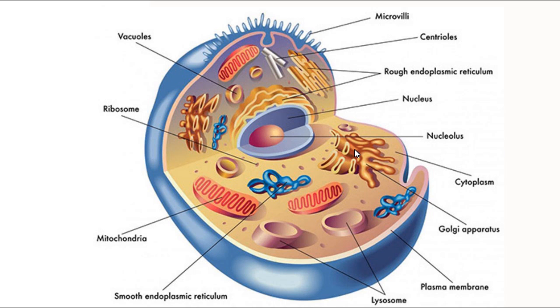Another function of the Golgi apparatus is that it produces lysosomes. Now we'll move on to these structures here. These are lysosomes, and what's special about them is that they're sacs that contain digestive enzymes. Digestive enzymes are useful in the cell for a number of reasons.